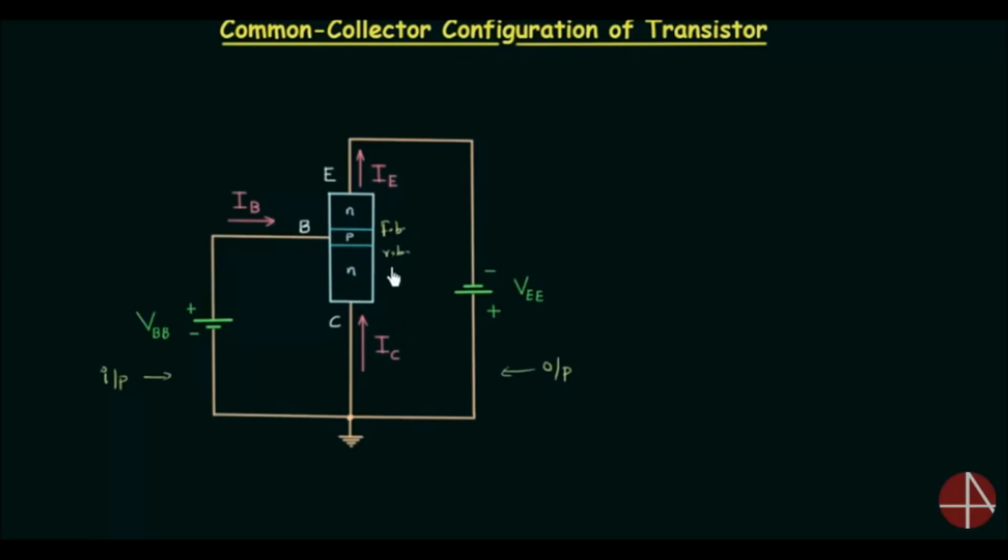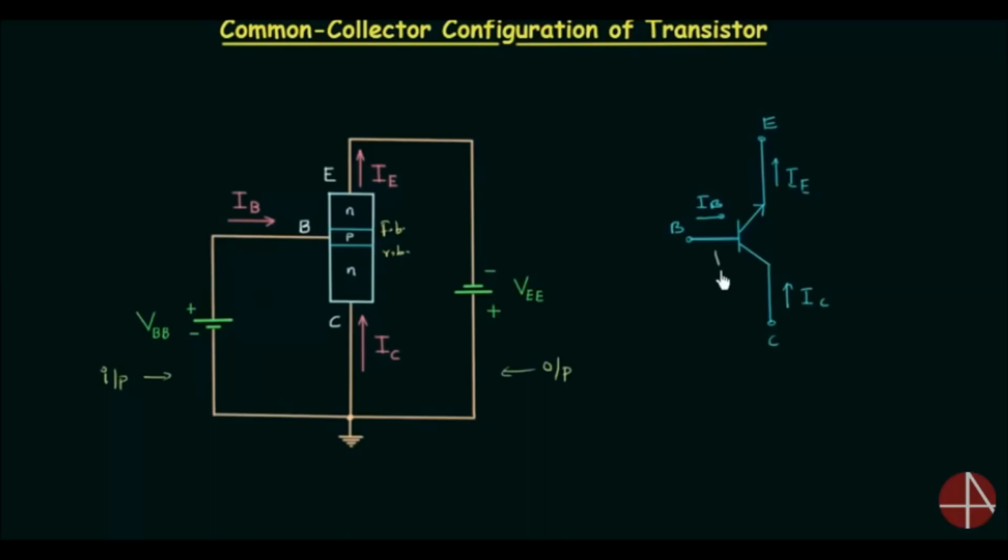We can also represent the common collector configuration using the symbol of transistor. I will quickly draw the symbol of transistor. We are using common collector configuration. That's why collector is common. This is emitter. For NPN transistor, this is the direction of current. This is base. This current is base current IB. This current is emitter current IE, and this current is the collector current IC.